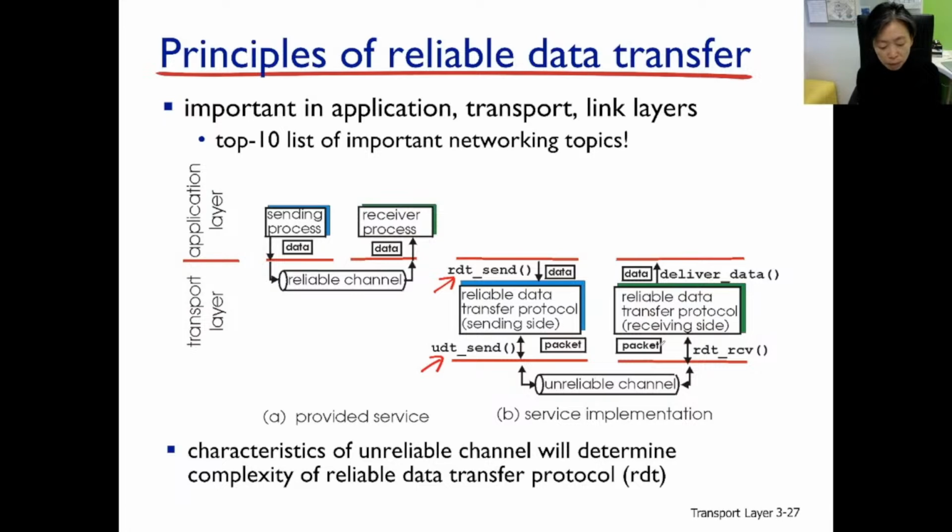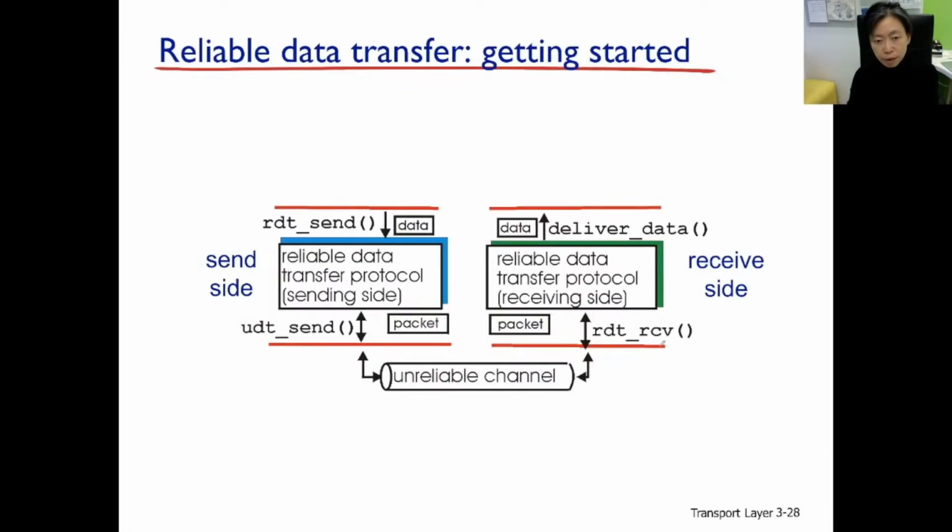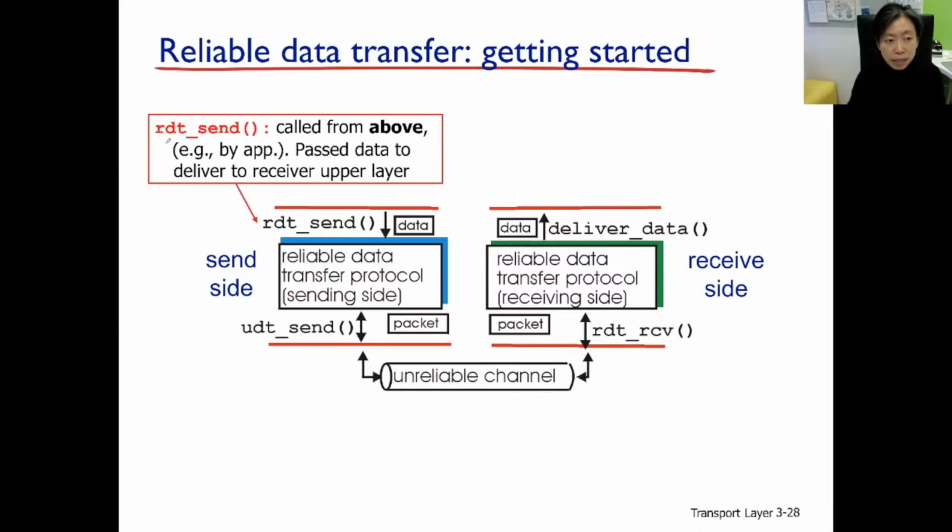So let me blow it up and explain a little bit further. The sending process here generates messages. Those messages get passed down to the transport layer, and those messages are now called data. RDT send is the function the sending process calls to pass the data down. RDT send here is to be called from above, from the sending process, and it is to pass the data down such that it will arrive at the receiver end.